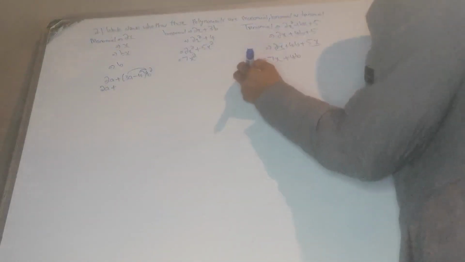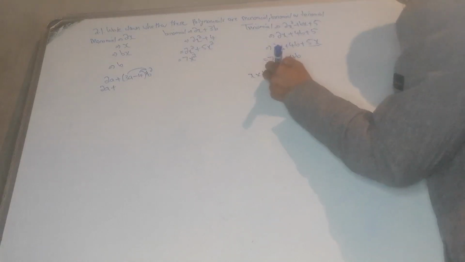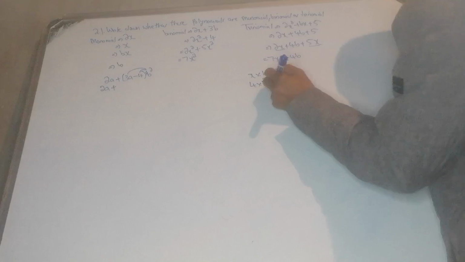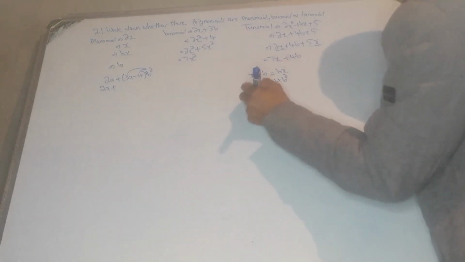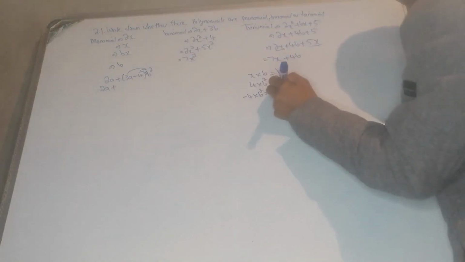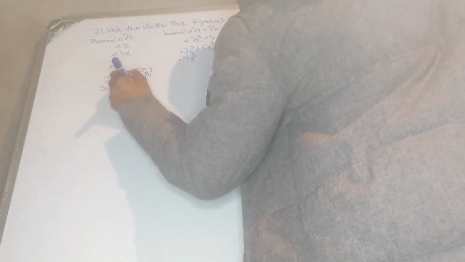How much is x multiplied by b? It's xb, bx. So how much is 4 multiplied by b squared? It's 4b squared. How much is negative 4 times b squared? Negative 4b squared.